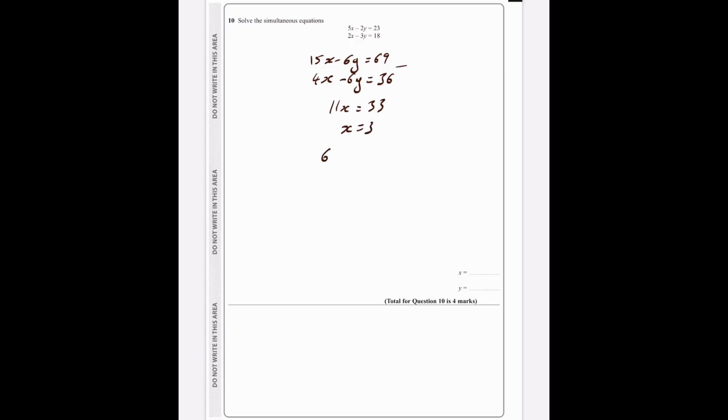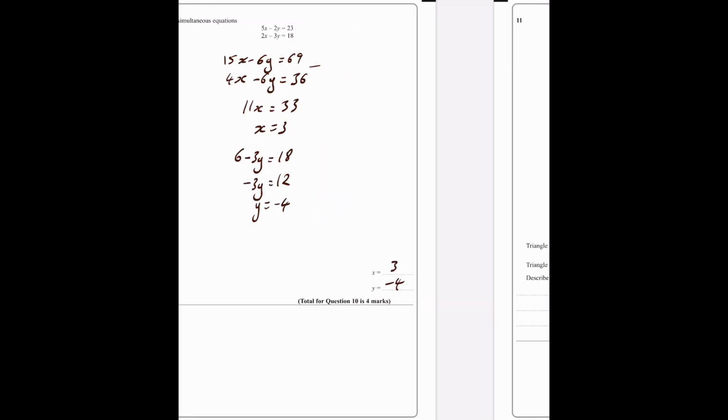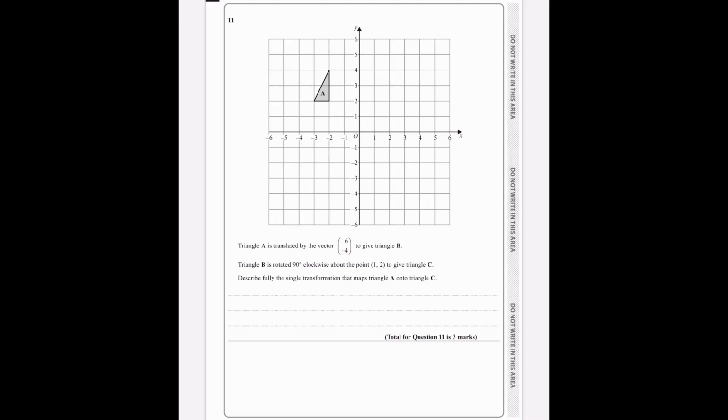Anyway, eliminating the y's, multiply the first equation by 3, the second one by 2. Subtract one equation from the other, we get 11x equal to 33. So x is equal to 3. Substitute the 3 back into either of the 2 equations. Solve it to get y equals negative 4. So x is 3, y is negative 4 are the solutions to my equations.